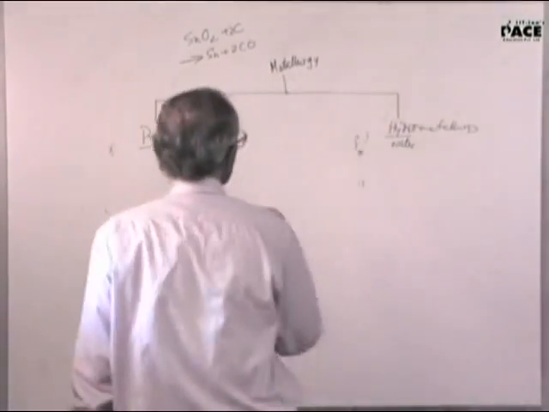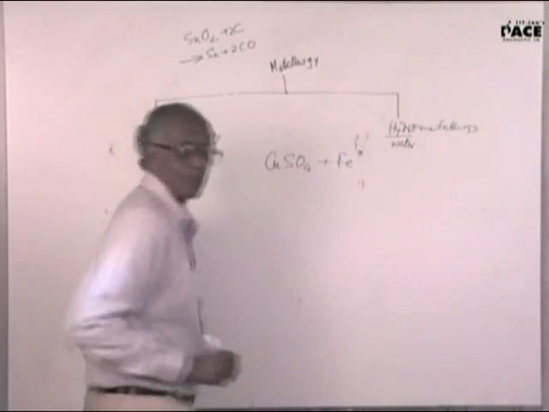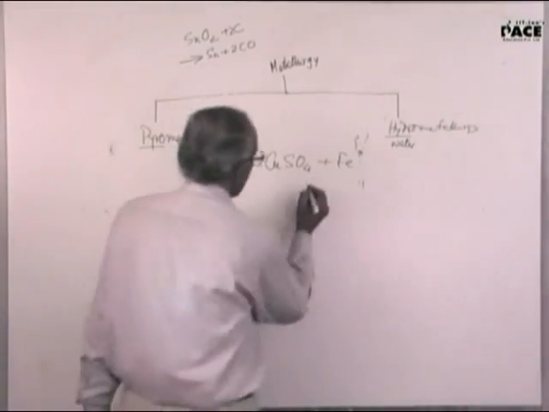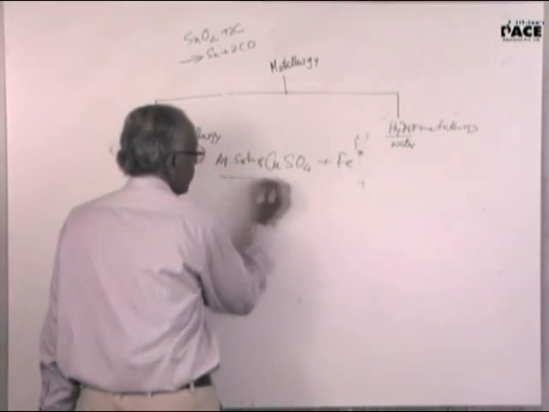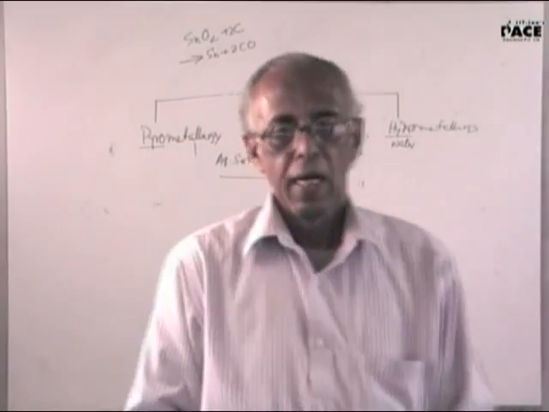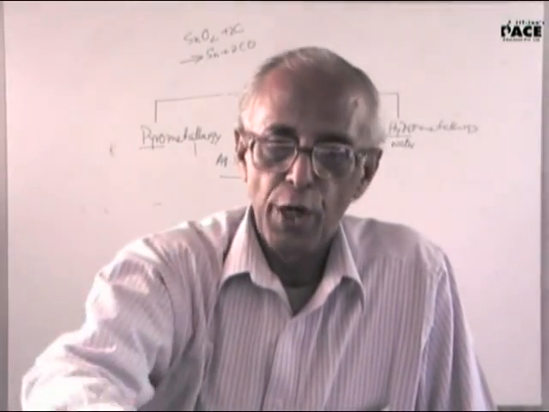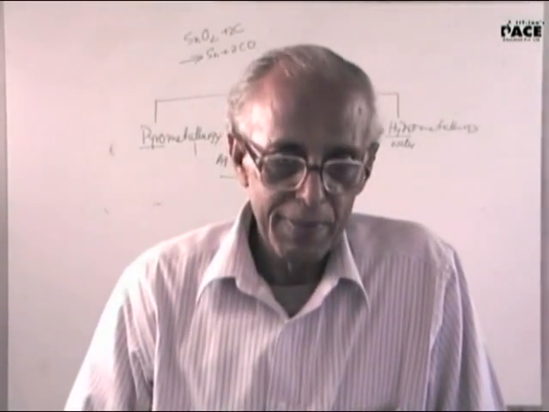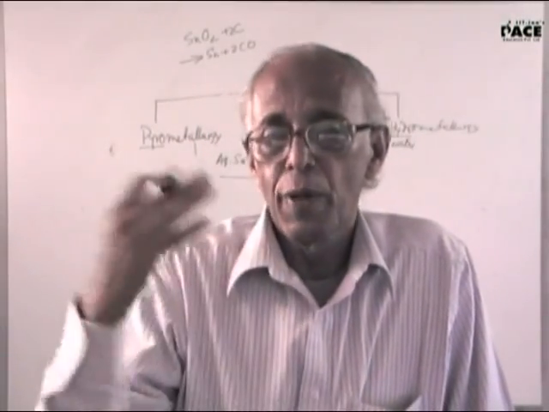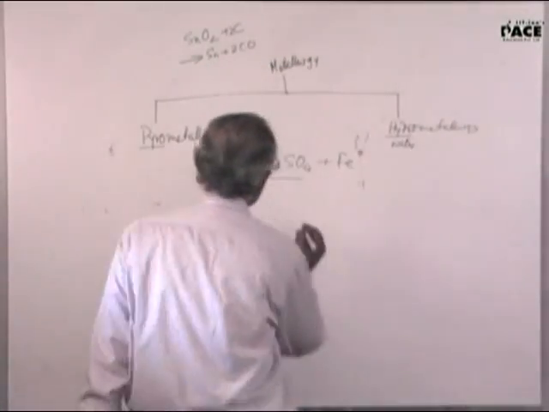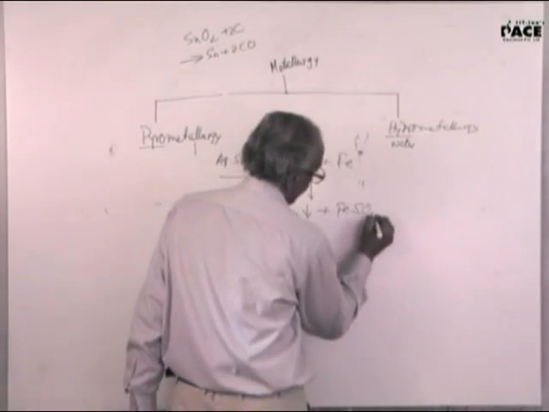For example, copper sulfate plus iron. I take copper sulfate, dissolve it in water, and to it I add iron rod. What will happen? The iron is more electropositive than copper, so iron will reduce copper and form ferrous sulfate.